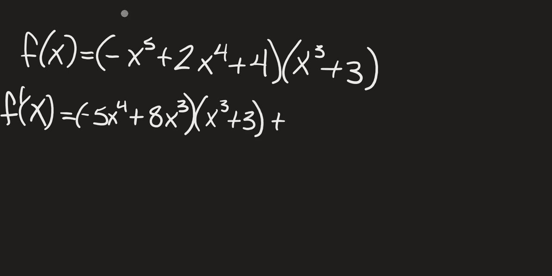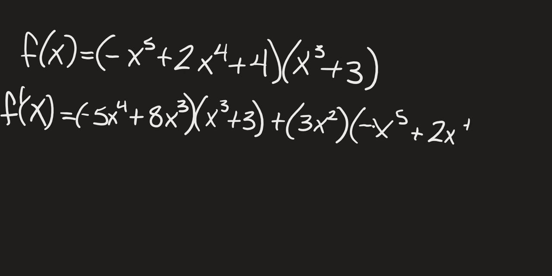plus the derivative of the second, which is 3x squared plus 3, times the first, oh, I messed up here. There should be no plus 3. That 3 will disappear when we take the derivative of it. And we're going to multiply this by the first left alone. So minus x to the fifth plus 2x to the fourth plus 4.